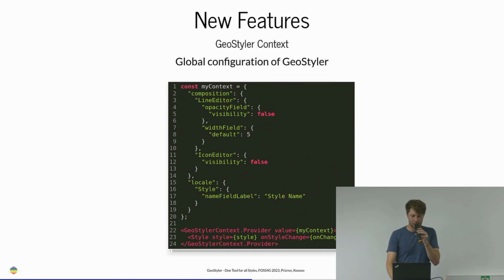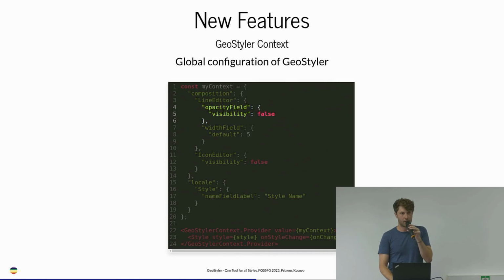We also changed how you can configure GeoStyler. Usually when you use React applications, you use the components down on the bottom. So you use the style component for GeoStyler, and we created a context for better being able to configure GeoStyler. So you can compose GeoStyler with a context object.